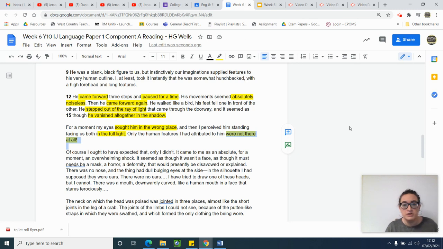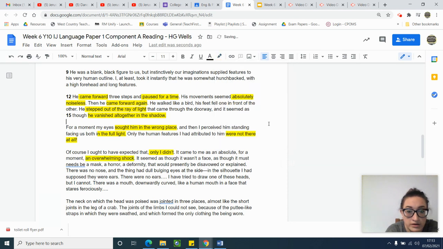But this paragraph break, using this here and then giving us a paragraph break before revealing to us what he looks like, is also creating tension because it's also making us wait for that key information, okay? Of course, I ought to have expected that, only I didn't. So this is something that had shocked the narrator. It's gone against what the narrator was expecting. It came to me as an absolute, for a moment, an overwhelming shock.